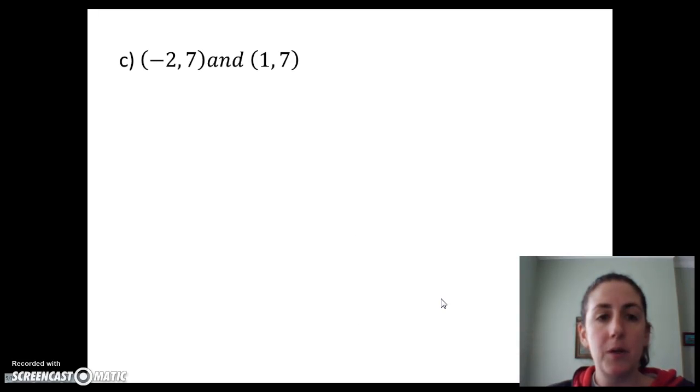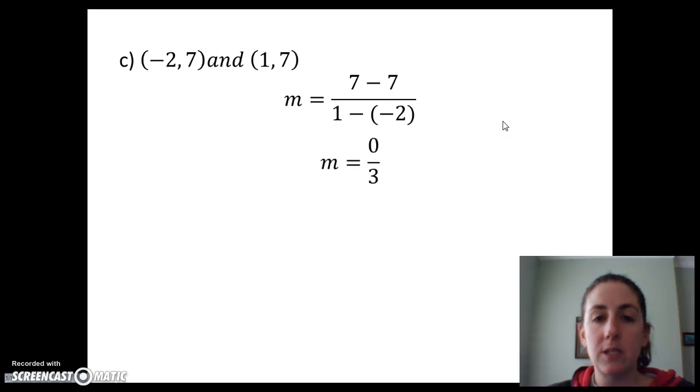Let's do another example. (-2, 7) and (1, 7). So we'll take the y from our second point minus the y from our first point over the x from our second point minus the x from our first point. And remember, subtracting a negative is really adding. So 7 minus 7 gives us 0 over 1 minus -2, which becomes 1 plus 2 or 3. And then always reduce: 0 over 3 is 0.